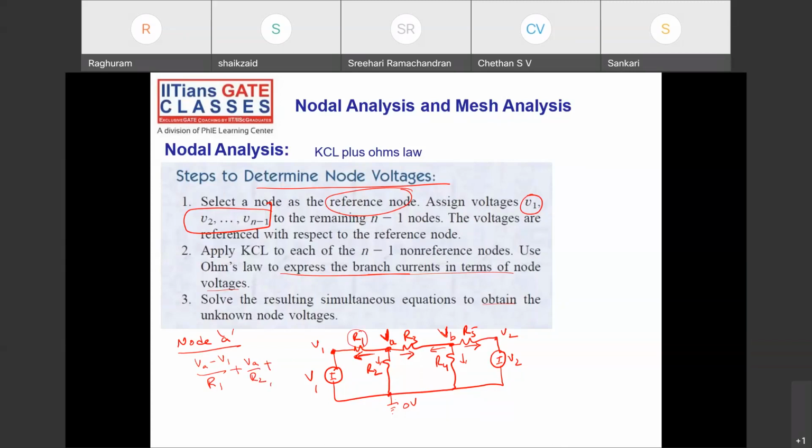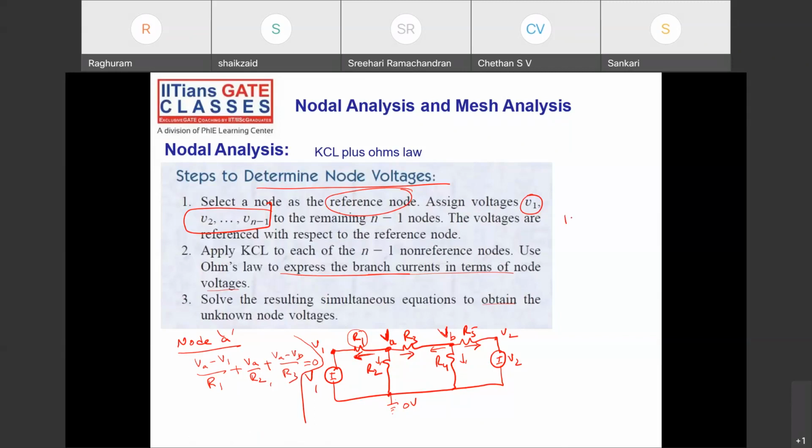Plus the other leaving current, (VA minus VB) by R3. This equation is equal to 0. Understood? This is how you have to write down the node equation. Is it clear? Shall I repeat?